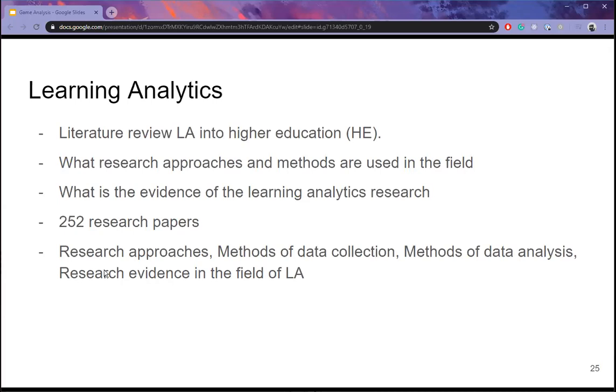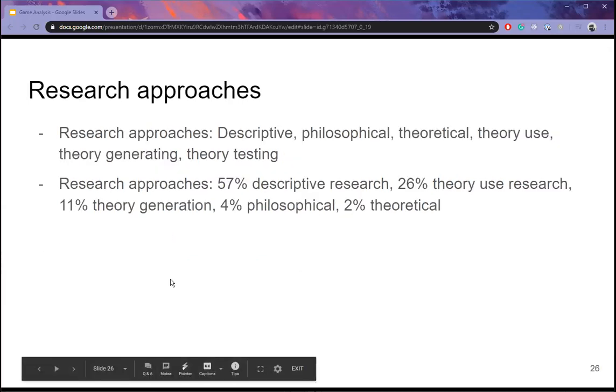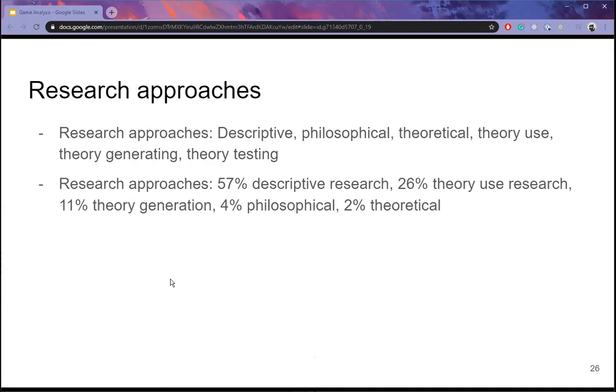Well, can you go to the next one? Yeah. I chose this paper because it was a big overview of learning analytics, but it's mostly about describing what is happening right now in the research field. So it will be a lot of numbers and how things are done now and what the tendency is. So, research approaches.